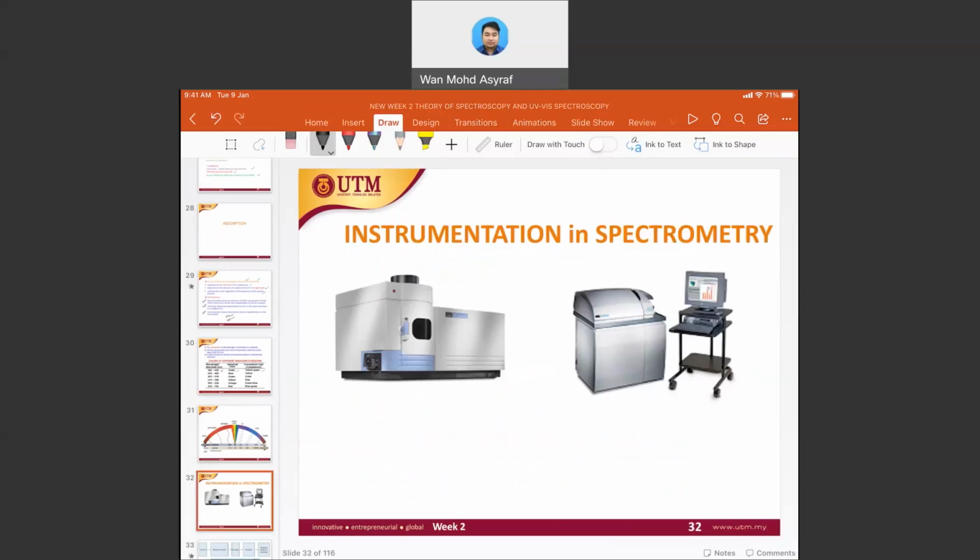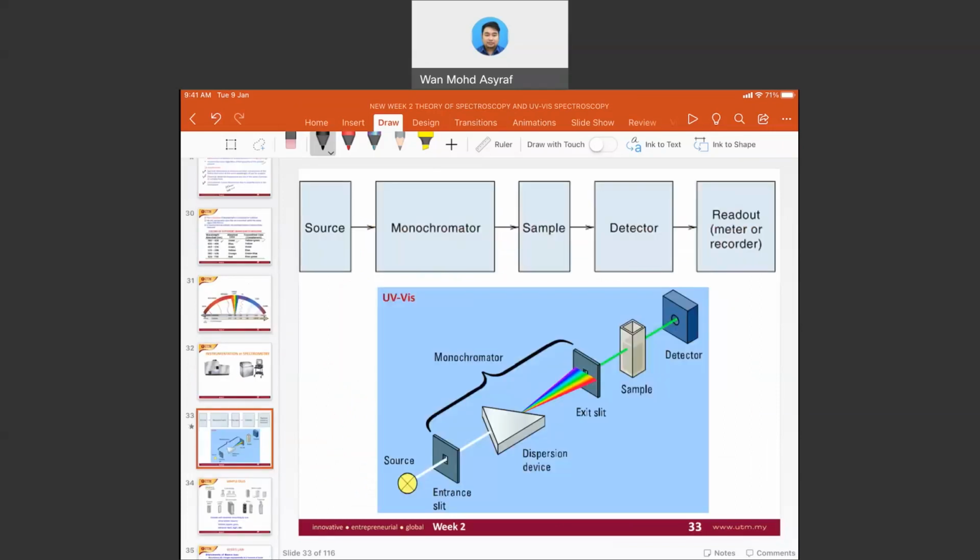Okay, so now we are going to look into the instrumentation in spectrometry. This is a schematic diagram of any instrumentation. Whenever you learn about UV-Vis or AES or AAS, or maybe chromatography as well, when we say schematic diagram, it needs to be in this form. You need to have a source, a monochromator, a sample, a detector, and a readout. You should be able to know and draw this for every instrument that we are going to learn after this.